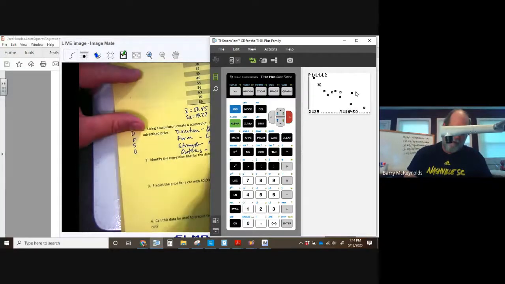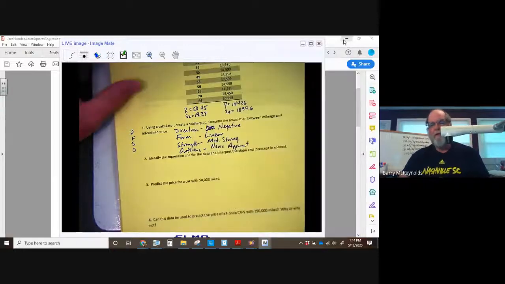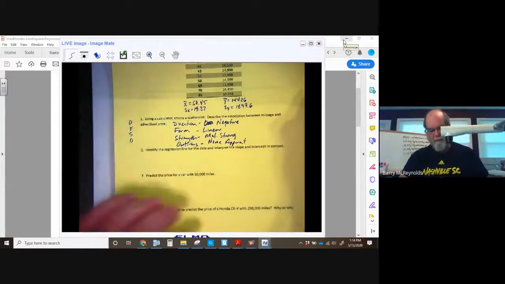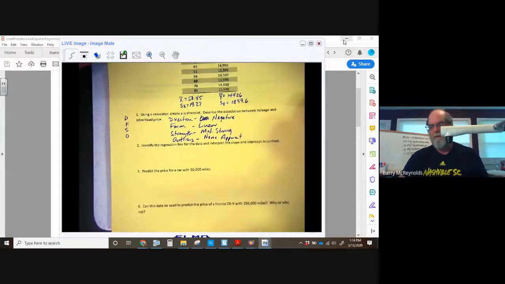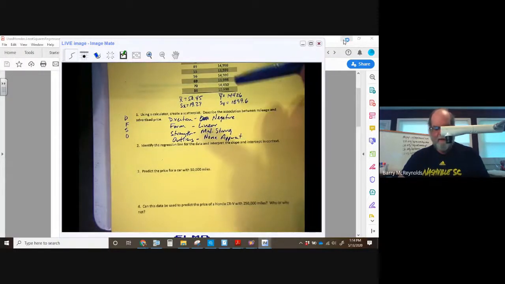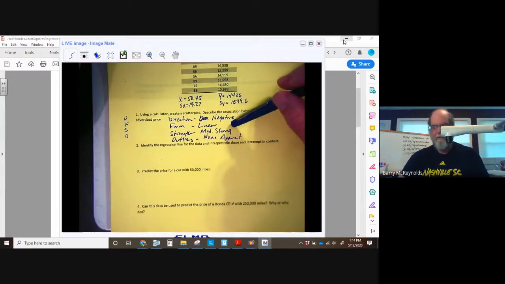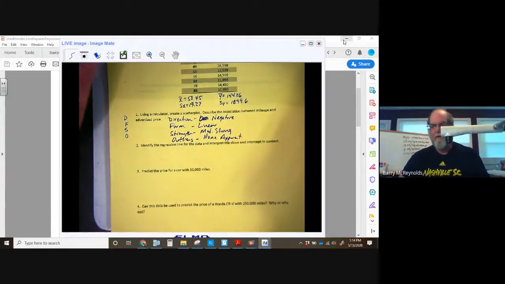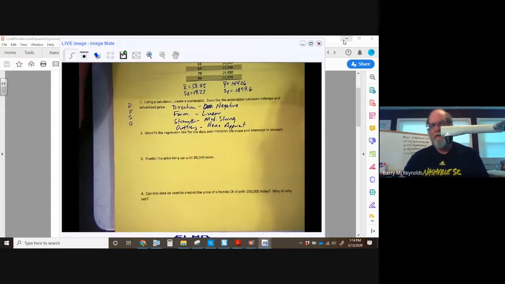So we'll just say that there are none apparent in terms of outliers here. So no apparent outliers. So that's all we want to do. Now you probably want to write this in sentence form, and what we might say is the association between mileage and advertised price is a negative, linear, moderately strong association with no apparent outliers. Okay, so that's what you might write.